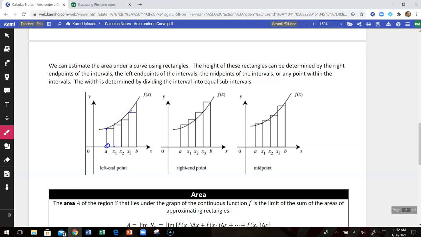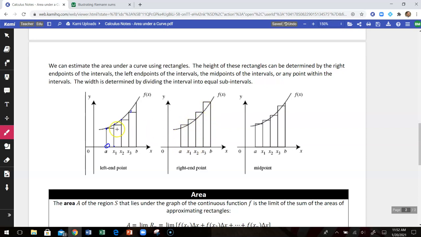I could use my left endpoint. I could also use my right endpoint. So this next one is showing right endpoints, where my first interval goes from a to x1, and I'm using the value at x1 to determine the height of that rectangle. And then from x1 to x2, I'm using the height at x2 to determine that rectangle.